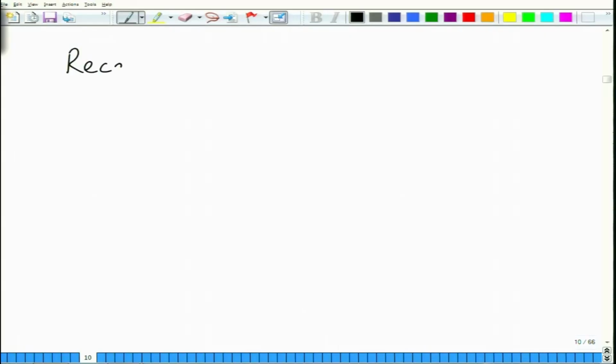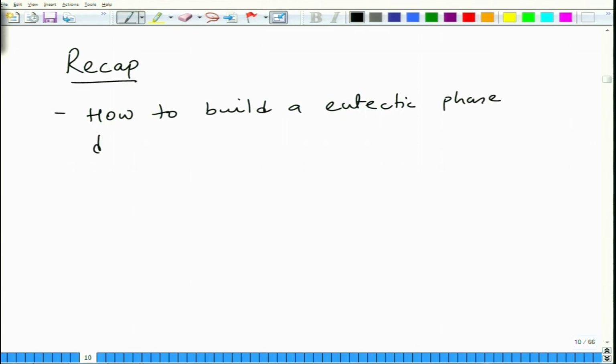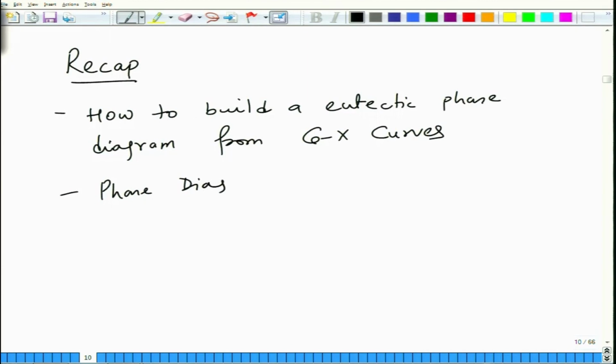So just to recap, we looked at how to build a eutectic phase diagram. And then we looked at the phase diagram of solid, the phase diagram with solid immiscibility.